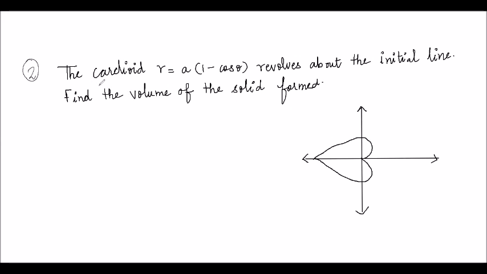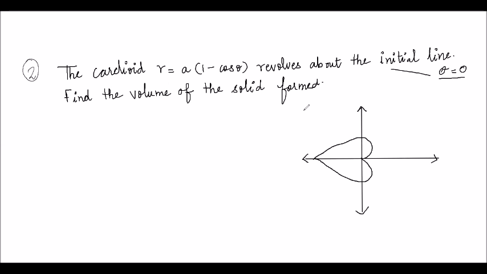The problem is the cardioid. This is a polar curve. The cardioid, whose equation is r equal to a(1 minus cos theta), revolves about the initial line. We have already discussed what we mean by the initial line. Initial line means theta equal to 0, the positive direction of the x-axis. Find the volume of the solid formed.